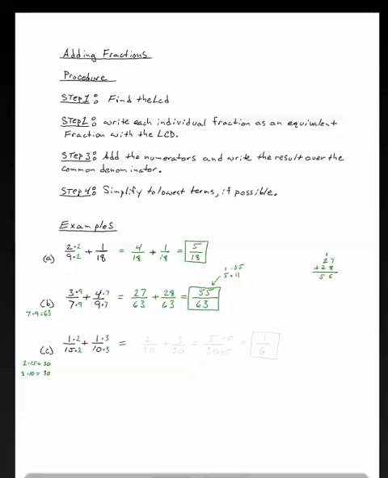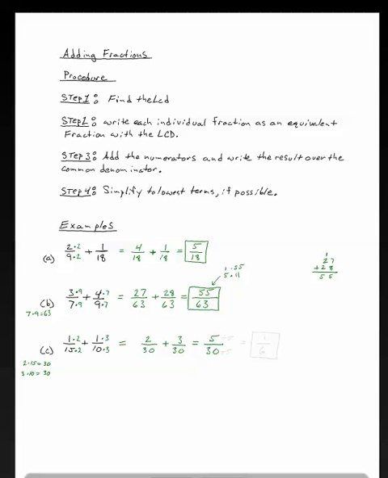10 times 3 is 30, so I also have to multiply this 1 by 3. So my new problem is 2 over 30 plus 3 over 30. Now we add the numerators. 2 plus 3 is 5. And then keep our common denominator, which is 30.